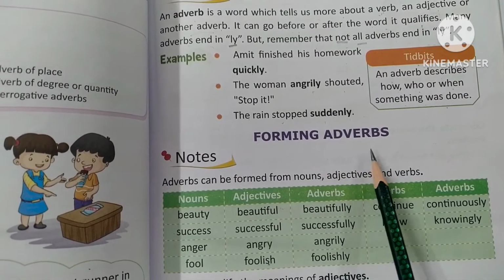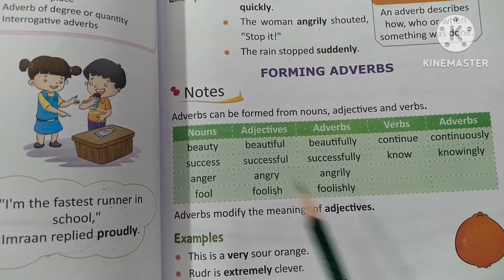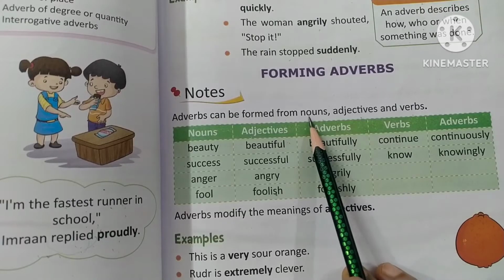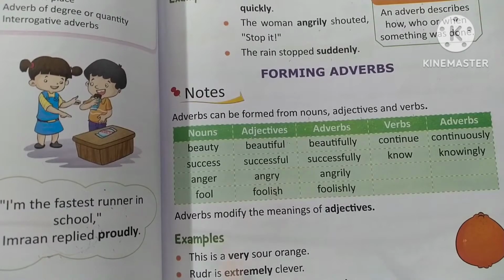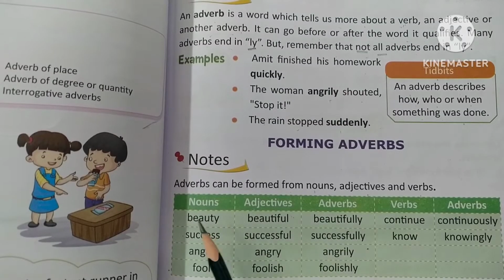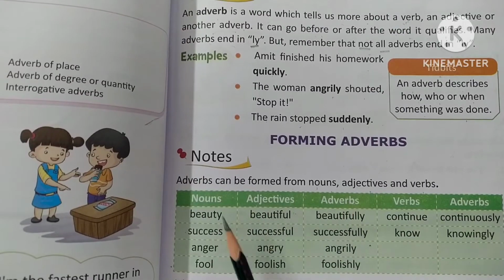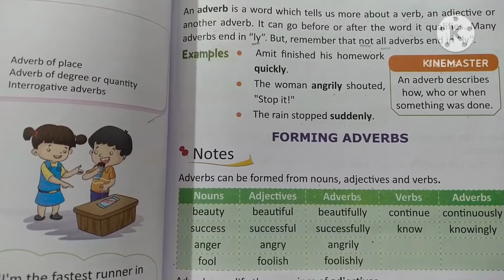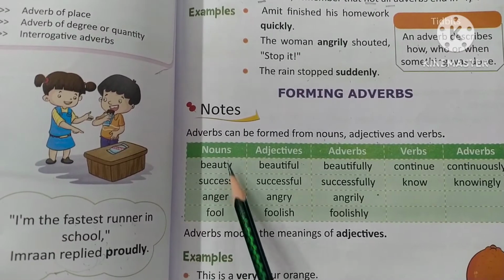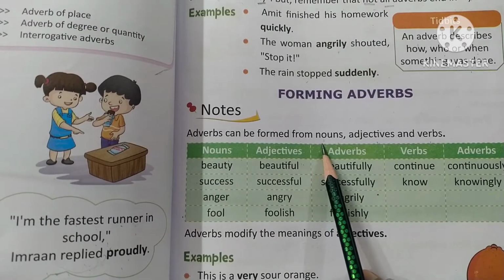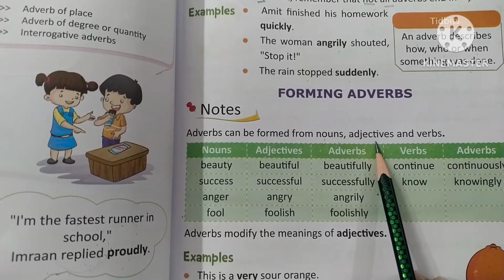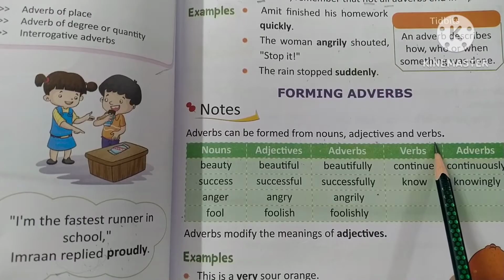Now forming adverbs. How do we form adverbs? Adverbs can be formed from nouns, adjectives, and verbs. What are nouns? A noun is any naming word of a name, place, animal, or thing. An adjective is a describing word, and a verb is a doing word.